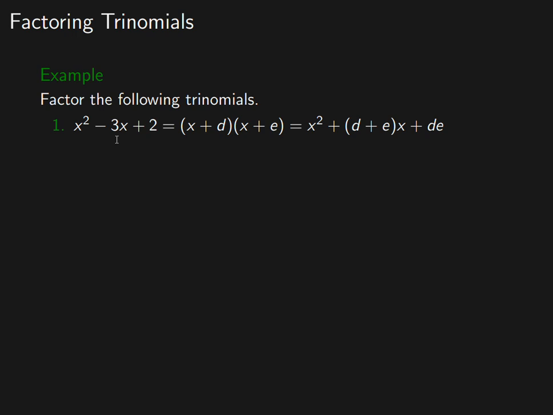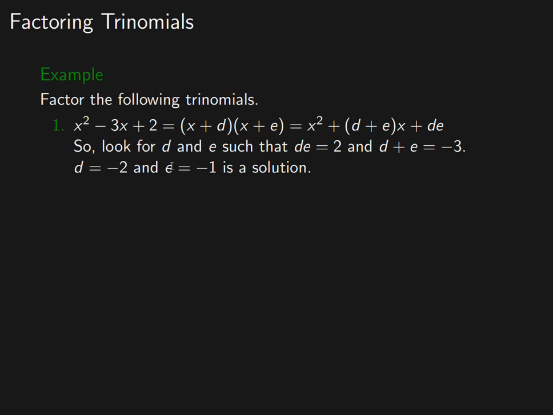Now the problem reduces to finding these two numbers d and e such that their product is 2 and their sum is minus 3. One solution is d equals minus 2 and e equals minus 1. Or you can also take d equals minus 1 and e equals minus 2. So x squared minus 3x plus 2 factors to (x − 2) times (x − 1).